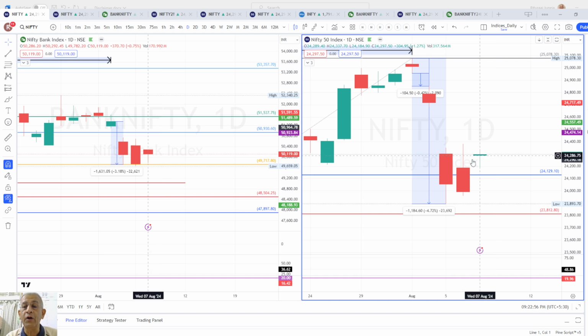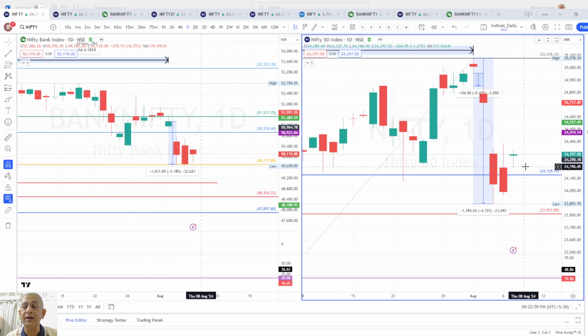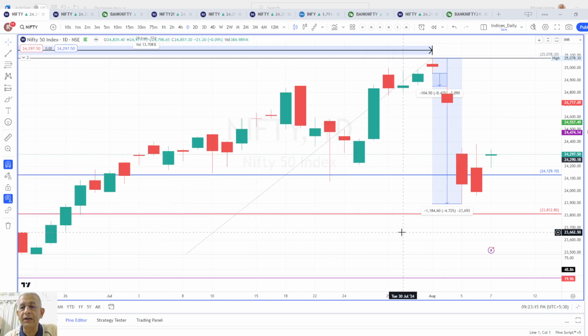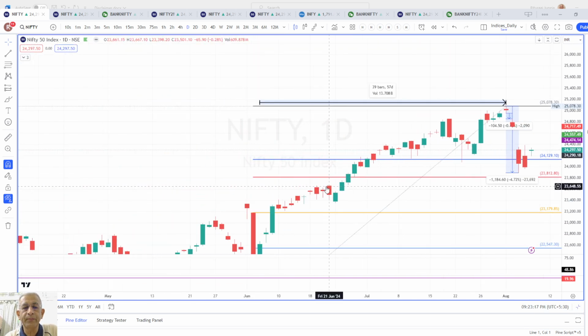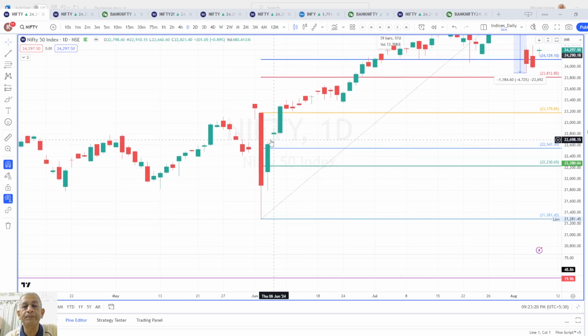So Nifty has formed on a daily chart an inside bar, which means either there is a pause before more fall or there is a pause before the up move starts. Look at the similarity of this candle with this candle. This one: inside bar, 4th June, mother candle, and 5th June inside bar. So it closed here on 4th June, and this one opened here on 5th June.